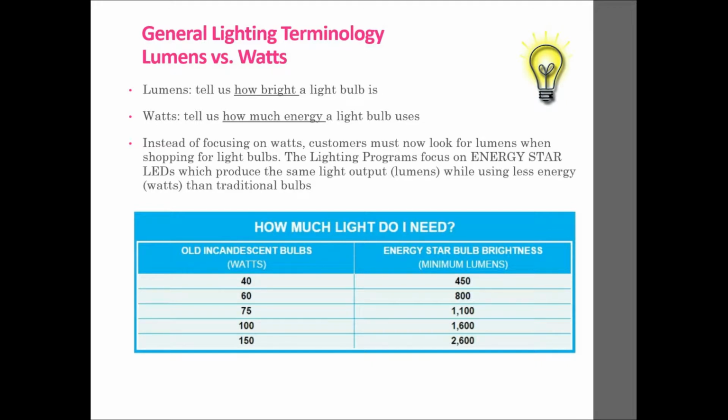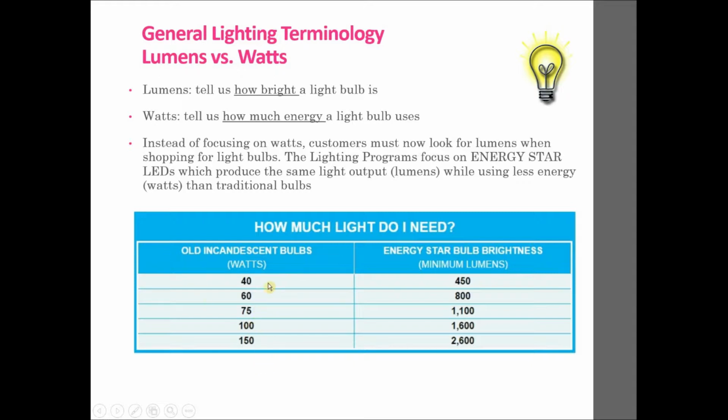So lumens versus watts. The difference is that lumens tell us how bright the bulb is. Watts tell us how much energy the bulb uses. So, for example, you probably remember before the introduction of CFLs and LEDs that this is how you kind of judged how bright a bulb was. If you bought a 40-watt bulb, it was not as bright as a 60, not as bright as a 75, so forth and so on. And that's not actually true.